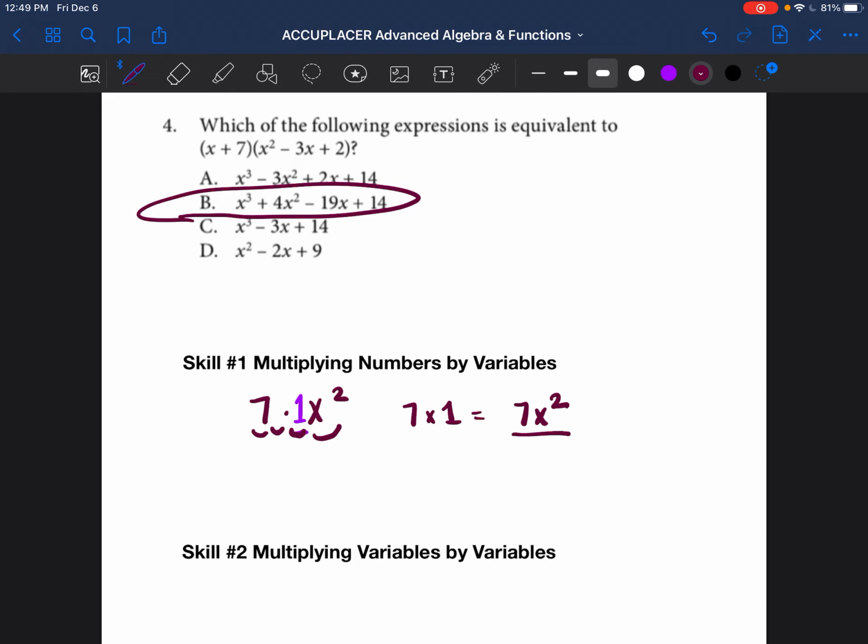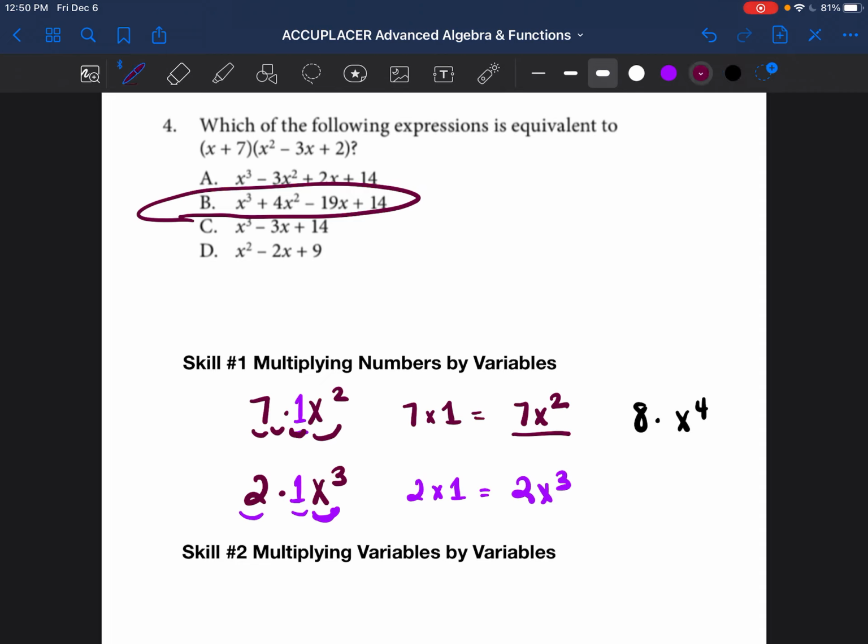Let's try this again. What if I had 2 times x to the third power? Again, since there's no number in front of the x, I'm going to put my invisible 1. Then I'm going to multiply the numbers. 2 times 1 is equal to 2. Because there's nothing to multiply that x by, then I'm just going to leave it as x to the third power. So can you guys tell me what 8 times x to the fourth would be? Take a second and go ahead and try.